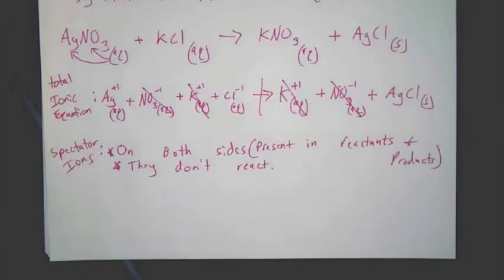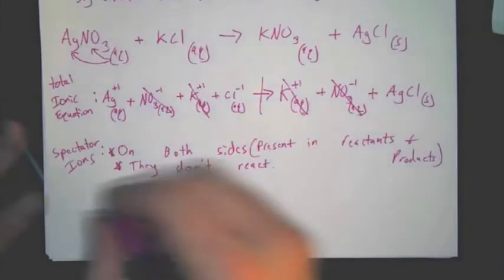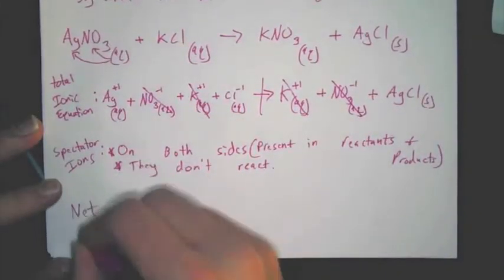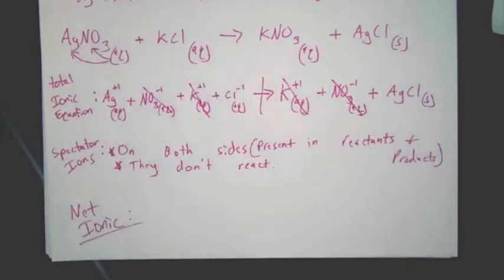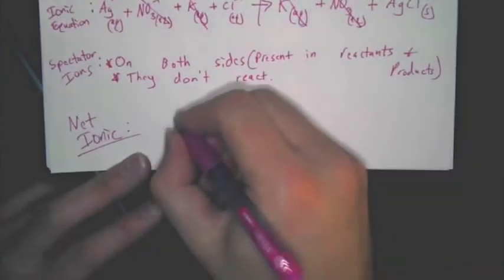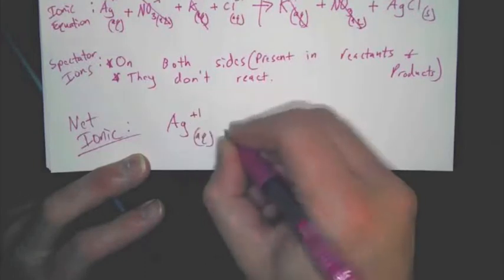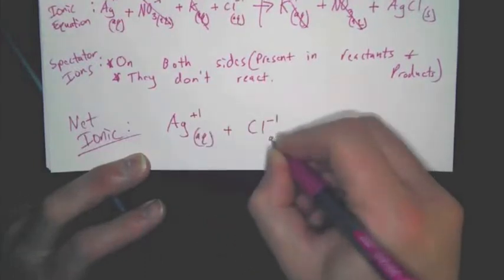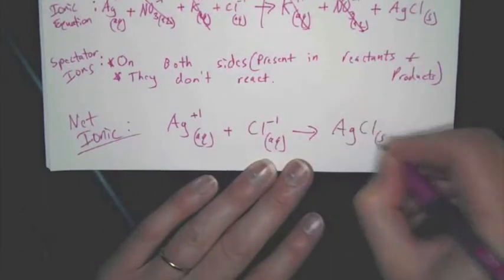Now, we've canceled out everything that's not reacting, and I'll explain what it means in a minute. So, final step, write out your net ionic equation. This part is the easiest. All you do is copy down everything you didn't cross out. Ag +1, aqueous, plus Cl -1, aqueous, produces solid silver chloride.